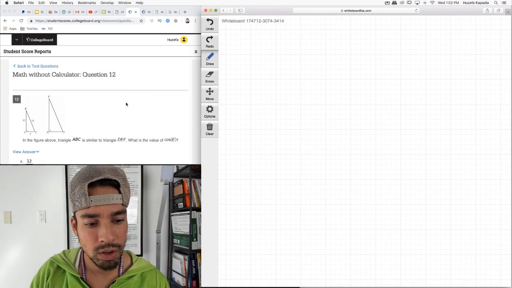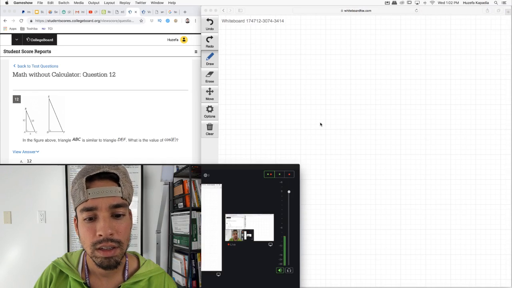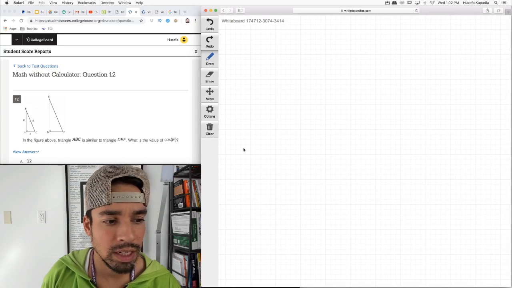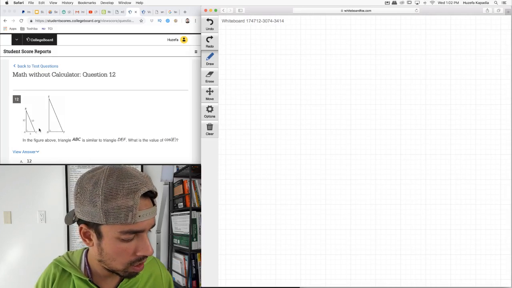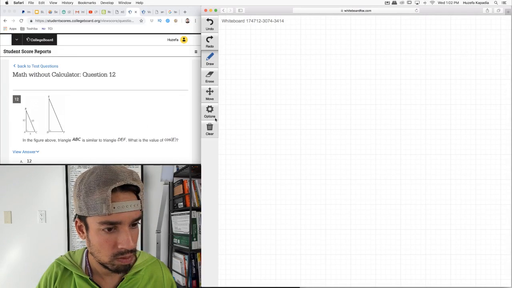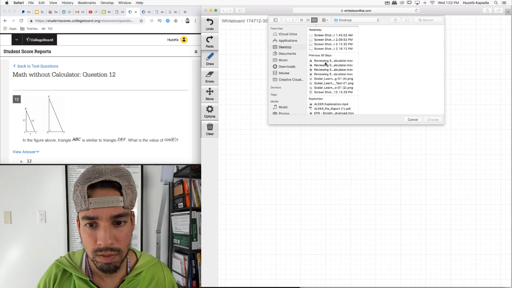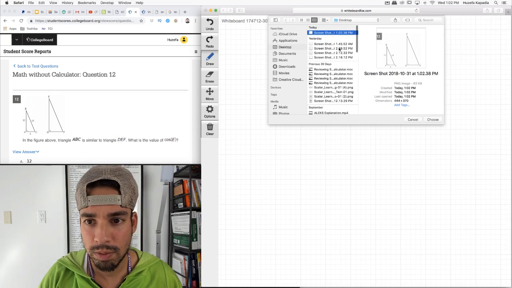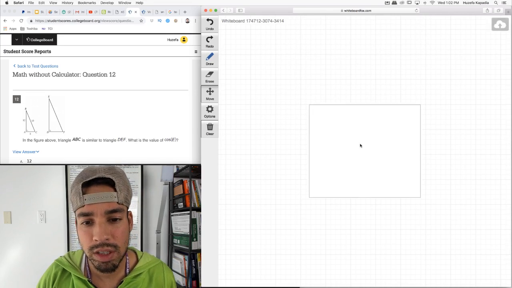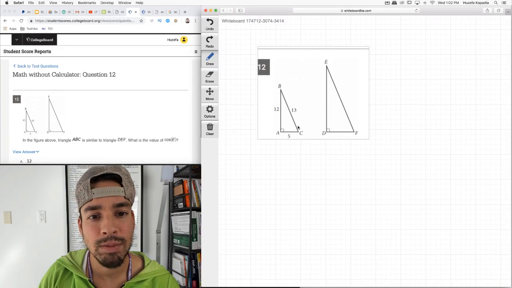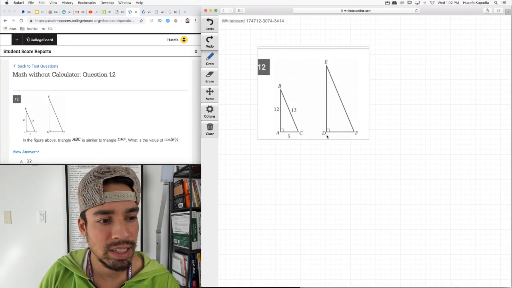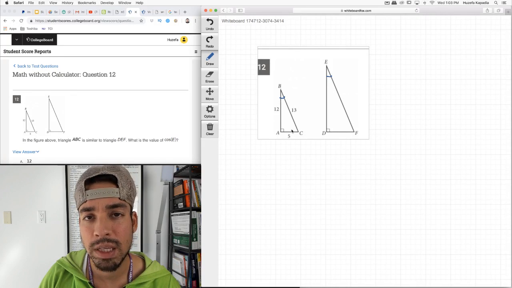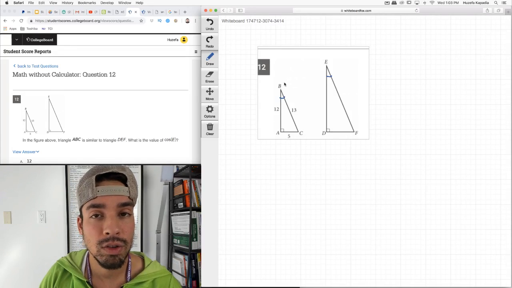In the figure above, triangle ABC is similar to triangle DEF. What is the value of cosine of E? Now, when we talk about cosine for similar triangles, they're actually going to be identical. So once they say that ABC is similar to DEF, cosine of E, which is this angle, is the same as cosine of B. They're exactly equivalent. So now what we've got to do is figure out what is cosine of B.